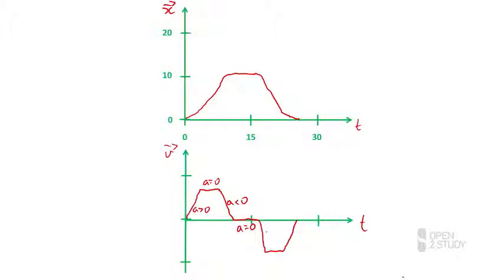Then when we started to go home, we had to speed up in the negative direction until we got to a constant velocity one more time. We're still moving, but no acceleration. And then as we slowed down to get home, we now actually have a positive acceleration because we're moving in the negative direction, but slowing down.